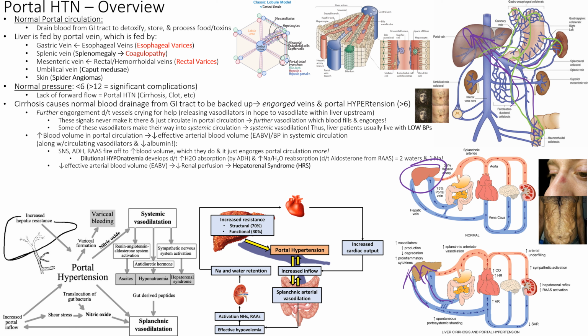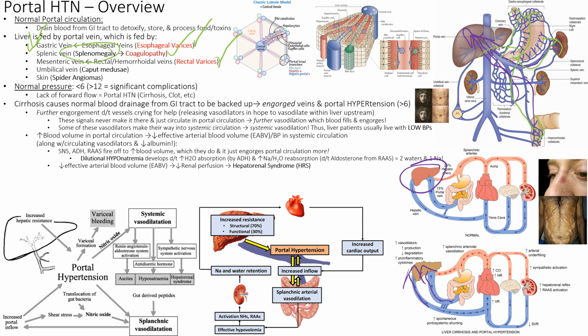So we have a gastric vein, splenic vein, and we talked about splenic veins. When they get engorged, all that fluid will also back up into the organ itself. The spleen causes splenomegaly, and the splenomegaly leads to coagulopathy, right? And then we have the gastric vein. So the gastric vein will back up, and there's an esophageal component as well, and we get esophageal varices. You can have rectal varices, right?